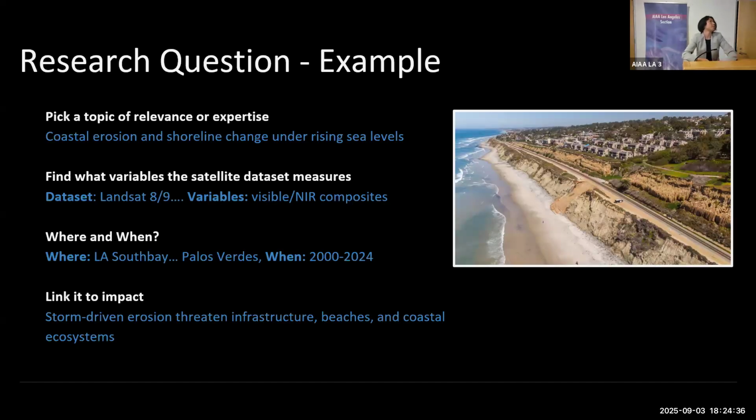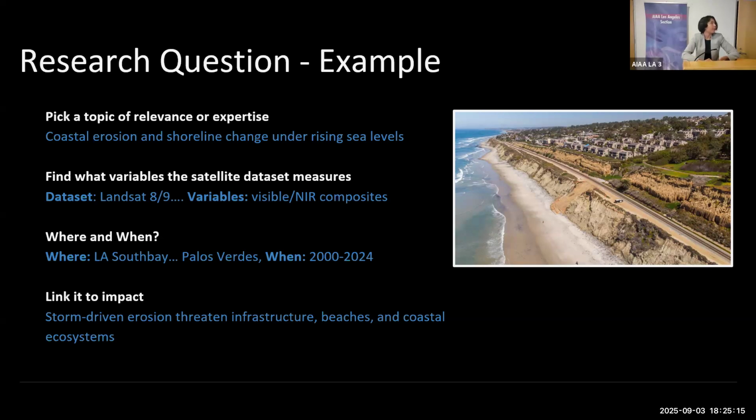So an example of this would be coastal erosion, focusing on the shoreline of Palos Verdes. The first step was to pick a topic of relevance or expertise. In this case, it would be studying coastal erosion and shoreline change under rising sea levels. The second step is to find the variables the satellite dataset measures. In this case, I picked Landsat 8 and Landsat 9 because they provided visible and near-infrared composites, which were helpful in terms of conducting research.